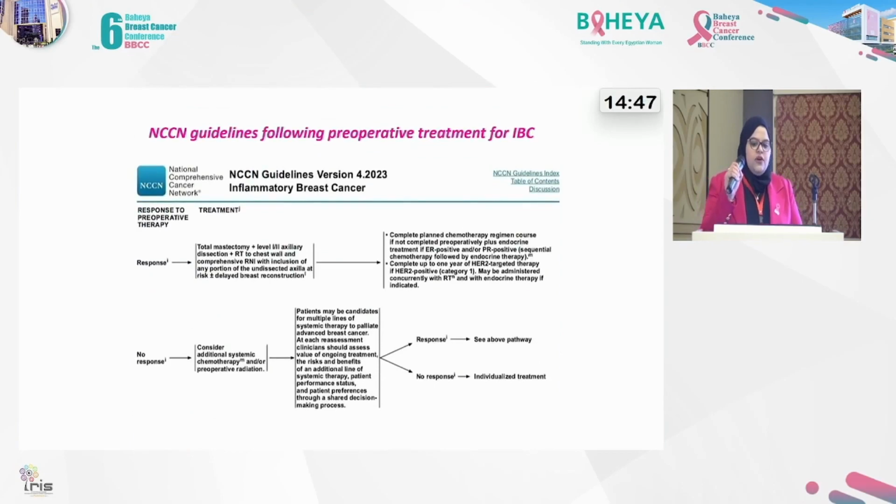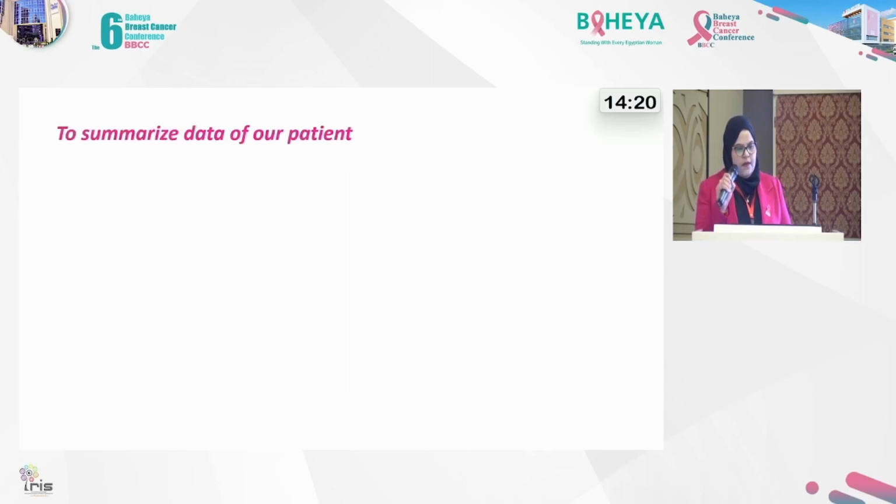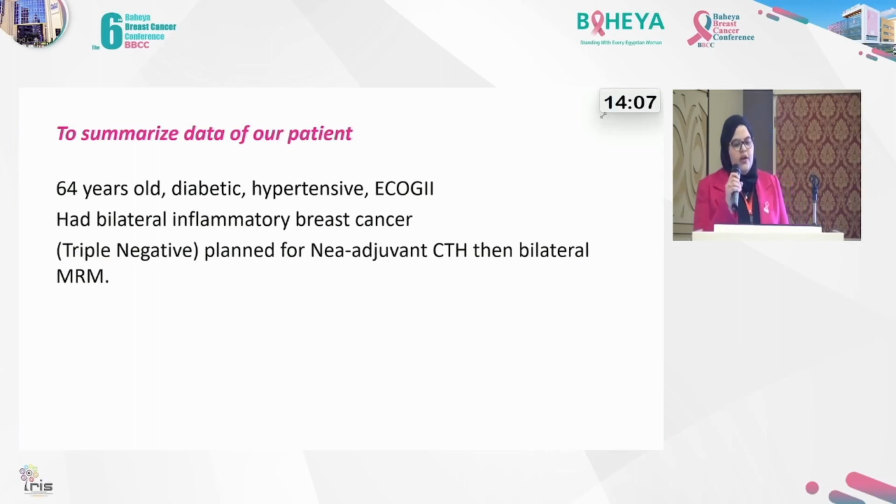NCCN guidelines following pre-operative treatment for inflammatory breast cancer: if the patient achieves a response to neoadjuvant chemotherapy, the next step is total mastectomy plus axillary lymph node dissection plus or minus delayed breast reconstruction, then adjuvant treatment according to the biological profile of each patient. If no response, we will consider second-line chemotherapy, then treatment according to the response to second line. To summarize the data of our patient: 64 years old, diabetic, hypertensive, ECOG 2, had bilateral triple negative inflammatory breast cancer, planned for neoadjuvant chemotherapy, then bilateral MRM.